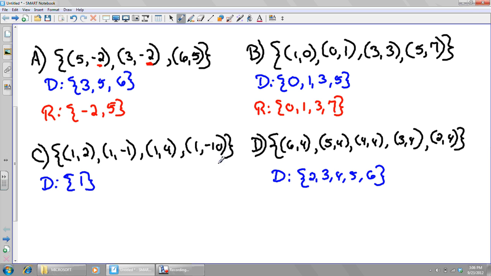Okay, now the range for problem C looks like -10, -1, 2, and 4, right? And then the range for the last problem is 4.